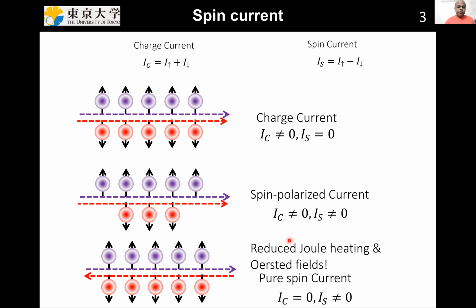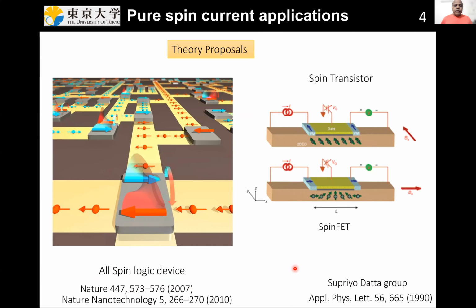People are very much interested in studying pure spin current devices, because you can have reduced Joule heating if you make a circuit with pure spin current. You also have very negligible Oersted fields from pure spin current. There has been a dream for the spintronics community to make an all-spin logic device using completely spin current, so that you can switch the magnets with your spin current and create a logic device. These are some of the early theoretical proposals.